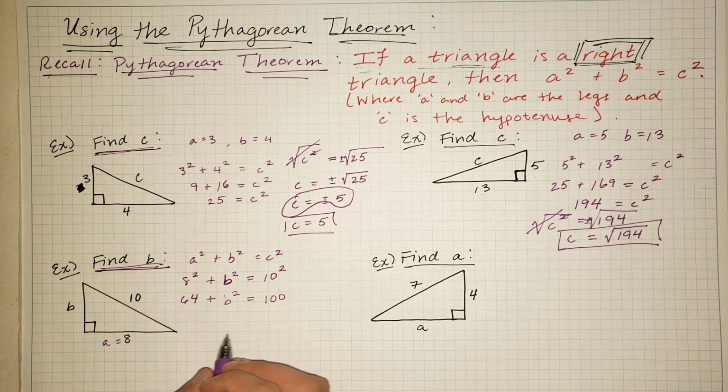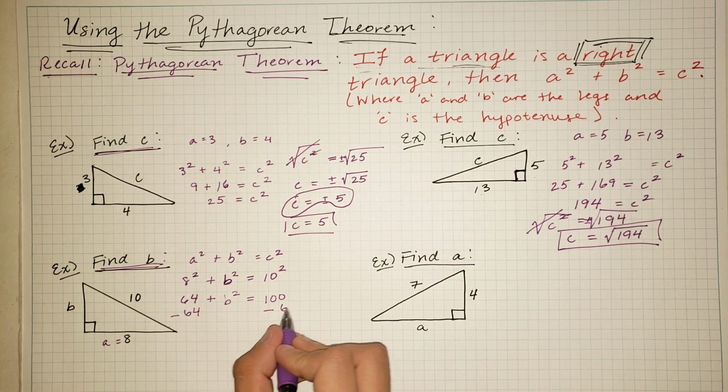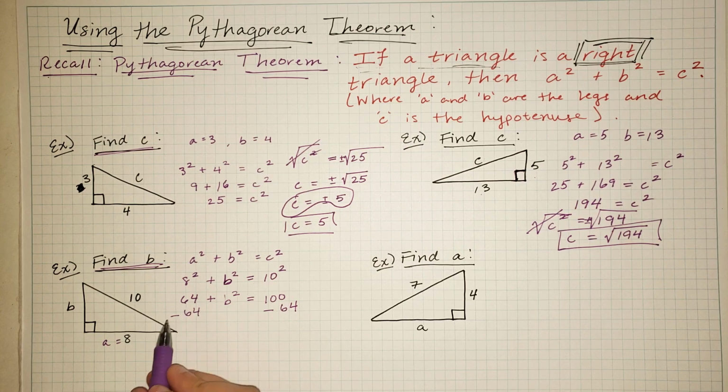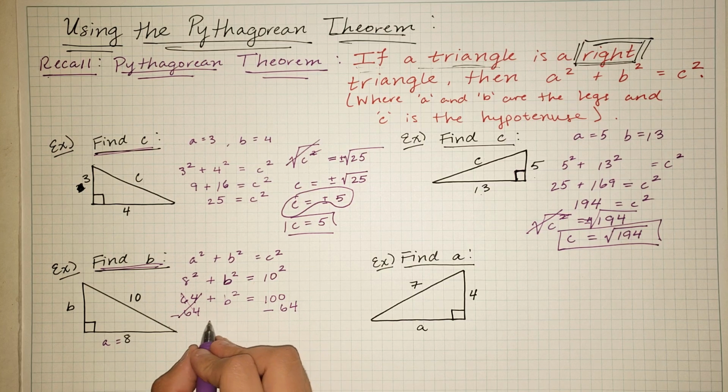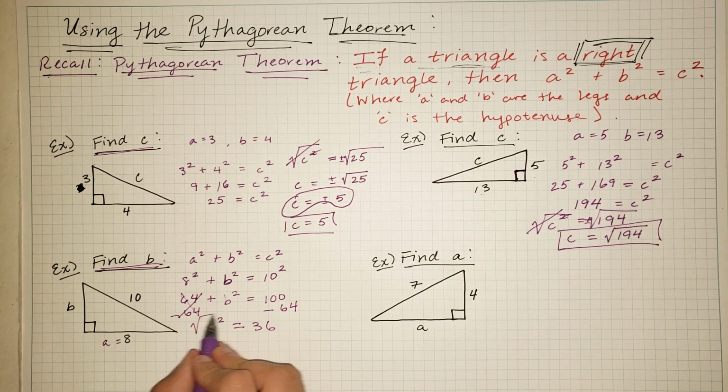All right, so what we'll do here is we'll subtract 64 from both sides. What you do to one side, you do to the other side. And when you do that, 64 minus 64 is 0, goes away. And you get b squared equals 100 minus 64 is 36, right?